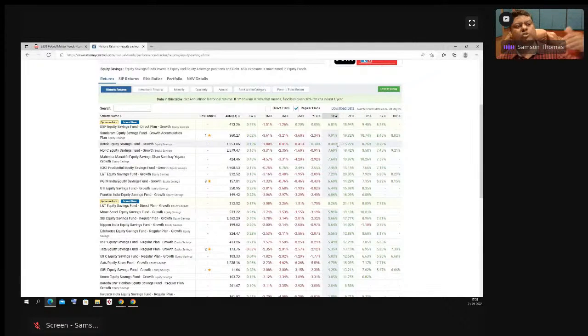And then if you want to slowly allocate more and more over a larger time period, say 1 or 2 years, then these are the kind of funds that can help you to park it with very less volatility.